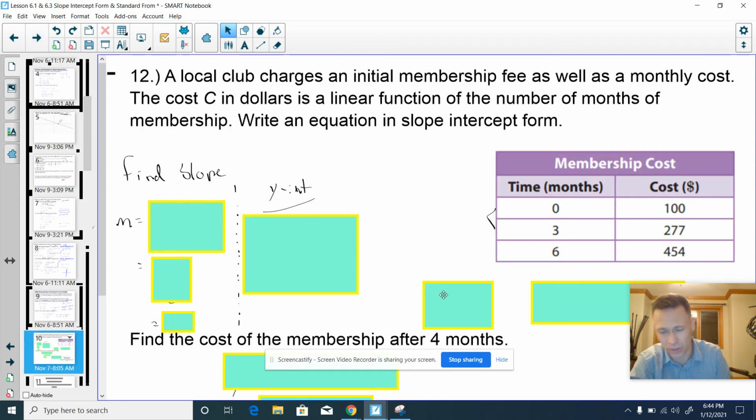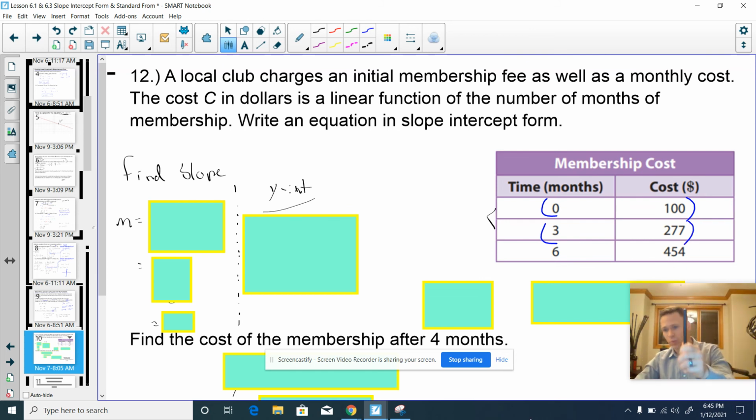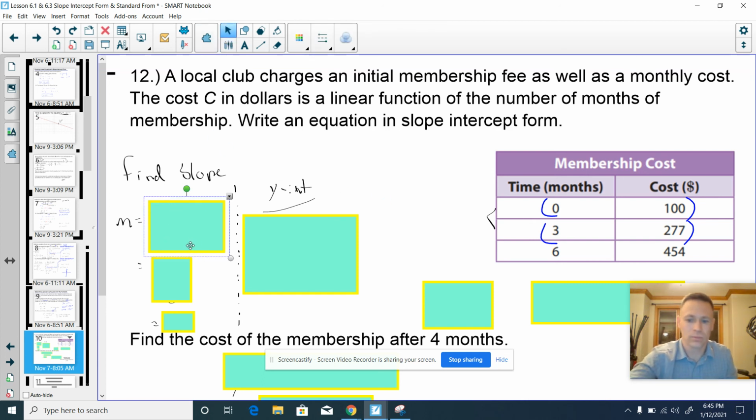But we're just given a table here, right? So it's like, well, how do I start? Well, this is actually just like a problem where you're given two coordinate points. Right? This is a coordinate point, and that's a coordinate point. Well, what did we do before? First, we had to find slope. Then we found the y-intercept. Let's do it. Find the slope.